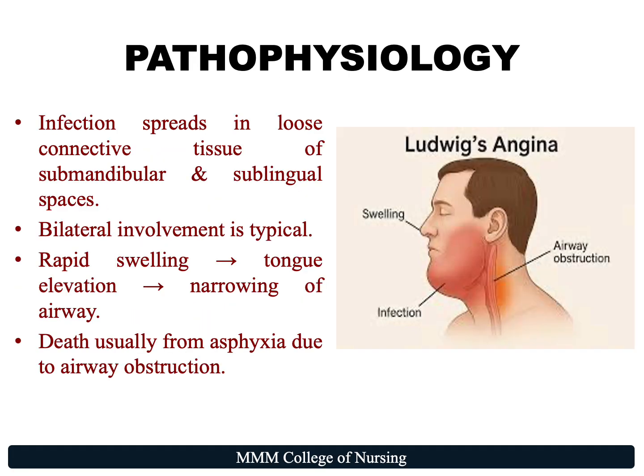Let's try to understand the pathophysiology. The infection spreads in the loose connective tissue of the submandibular and sublingual spaces. Bilateral involvement is found to be typical. Rapid swelling occurs, which causes the tongue to elevate, and narrowing of the airway occurs. Death usually results from asphyxia due to the airway obstruction.